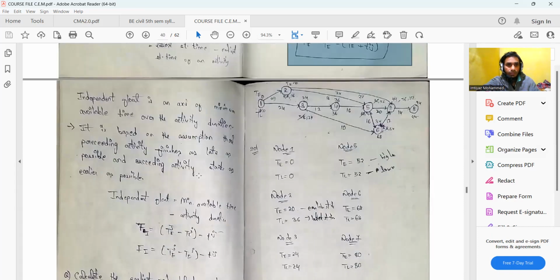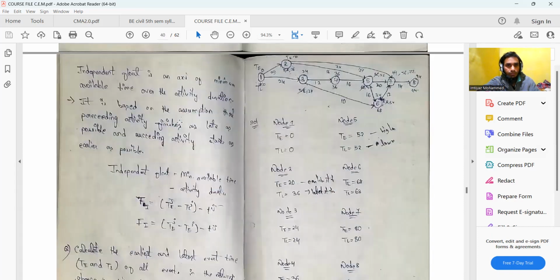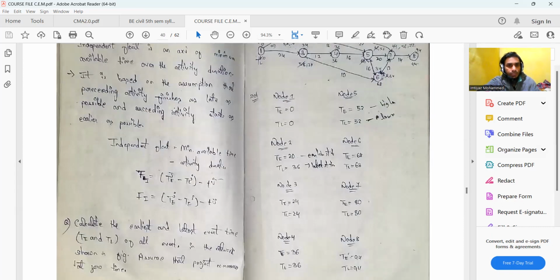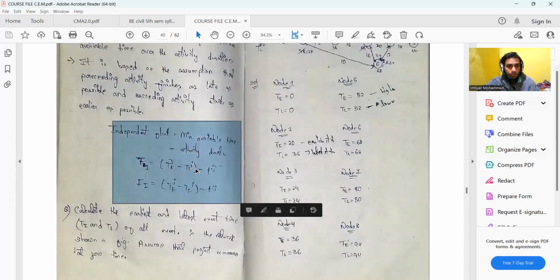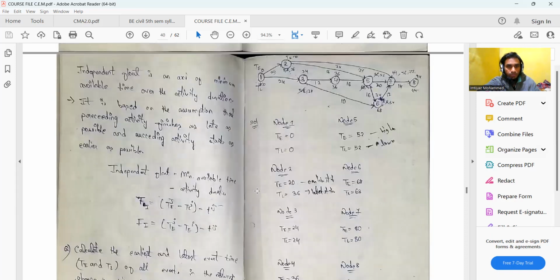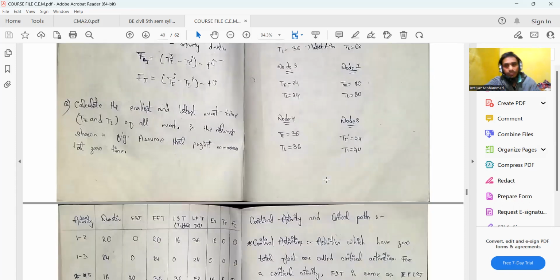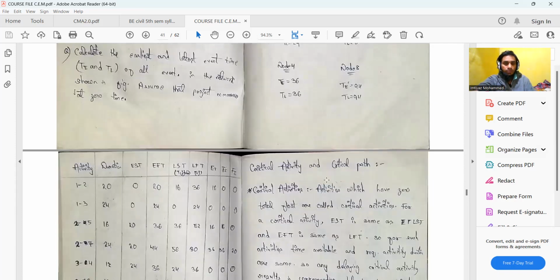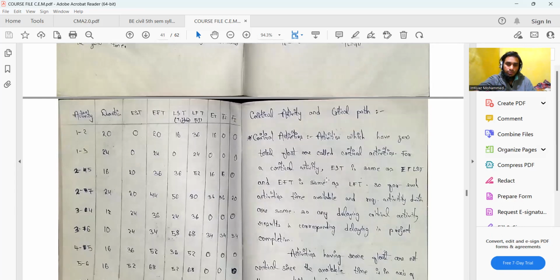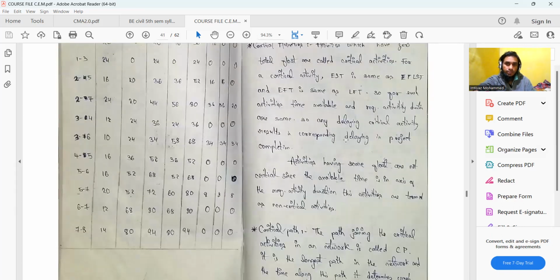Then finally you have independent float, which is a measure of the minimum available time over the activity duration. This is based on the assumption that the preceding activity finishes as late as possible and the succeeding activity starts as early as possible. So for that, we are defining the independent float. This is followed by a problem. I'm sure you should be thorough with this problem, but as I said, I shall be uploading different videos for discussing the problems, so please don't worry about this. You shall soon see a video where I will be explaining the numerical problems.